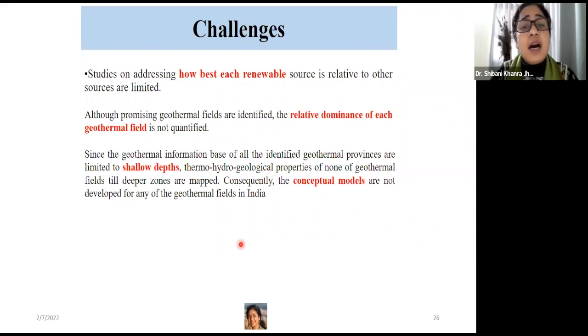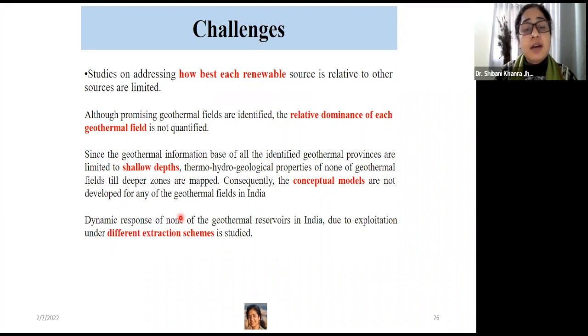Then the other challenges are for researchers and scientists, like already identified geothermal provinces, which have only been studied for shallow depths. So how do we take it forward for larger depths? As you have seen, the Indian scenario is in contrast with the global scenario. So larger depth studies do not exist. Geothermal fields need to be studied for deeper zones, and they should be mapped for higher depths, like 1 kilometer and more than 1 kilometer depths, and further establishing the conceptualization of those fields.